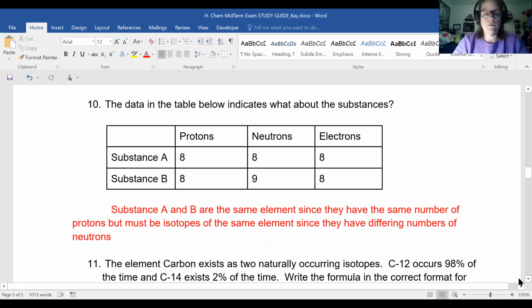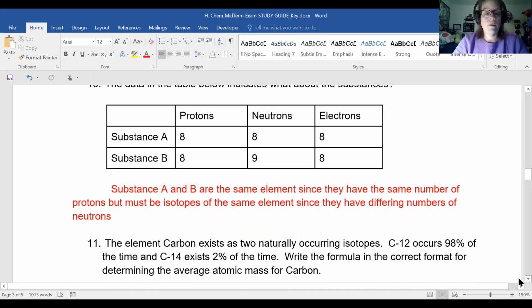Number 10, what does the data table below indicate about the substances? We have substance A and substance B. They both have 8 protons each. One of them has 8 neutrons, but there are 9 neutrons in substance B, and they both have the same number of electrons. Substance A and B are the same element, and we know that because they have the same number of protons. But they must be isotopes. And why do we know that? That's because isotopes have different numbers of neutrons. Since they have a different number of neutrons, substance A and substance B are the same element, but they are isotopes of the same element.